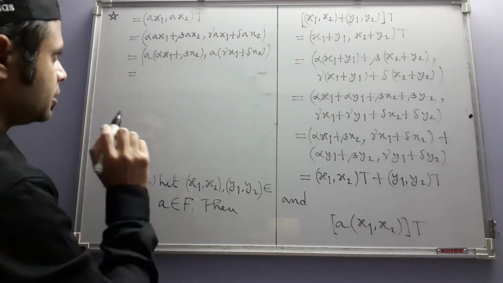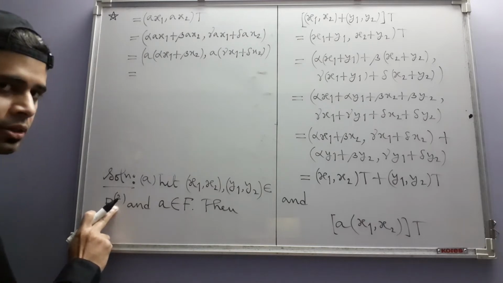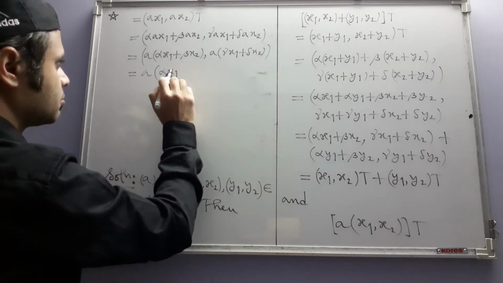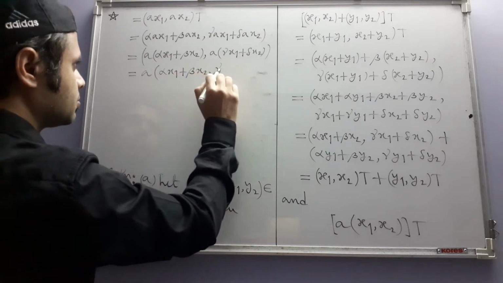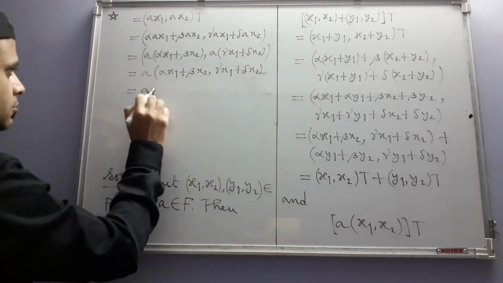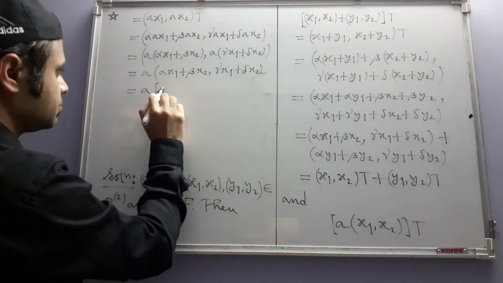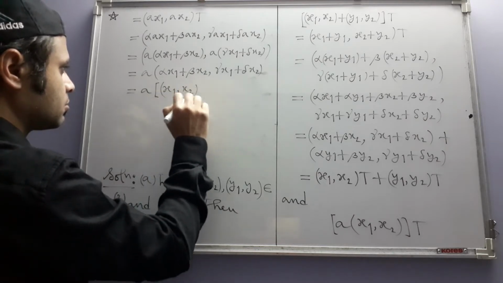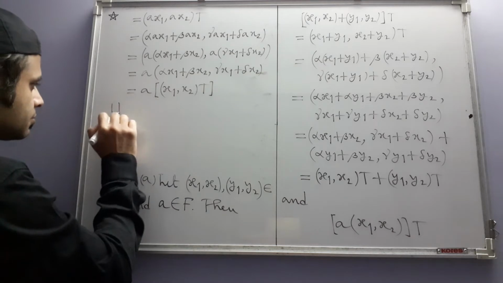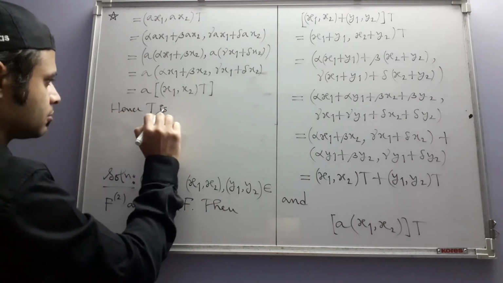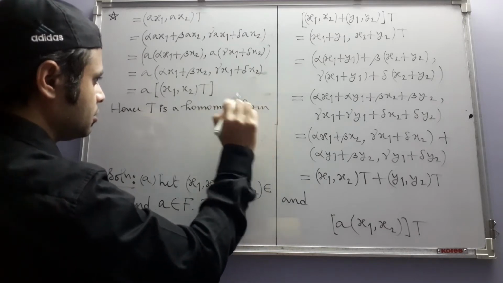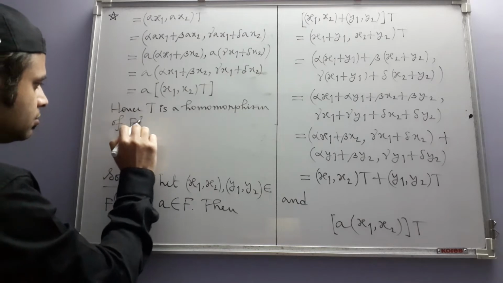and then again you use the definition of multiplication by a scalar in this vector space F². Using that, we can write this vector equal to this. So A times, this is the T image of x1 comma x2. So T also respects multiplication by scalar. Hence, T is a homomorphism of F² into itself.